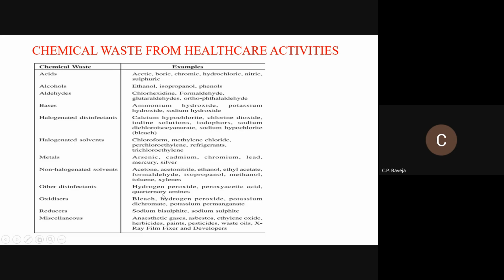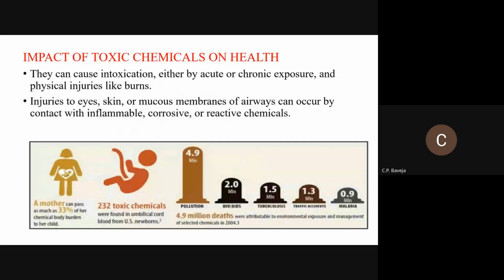Peroxyacetic acid and quaternary ammonium compounds are also used. Oxidizers like bleach, hydrogen peroxide, potassium dichromate, potassium permanganate. Reducers like sodium bisulfite, sodium sulfite. Then miscellaneous: anesthetic gases, asbestos, ethylene oxide, herbicides, paints, pesticides, waste oil, X-ray film fixer and developers. These are the various chemicals which can be there from a healthcare facility and can produce some health risk.